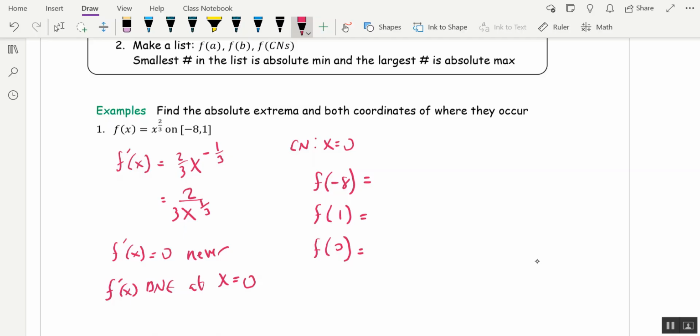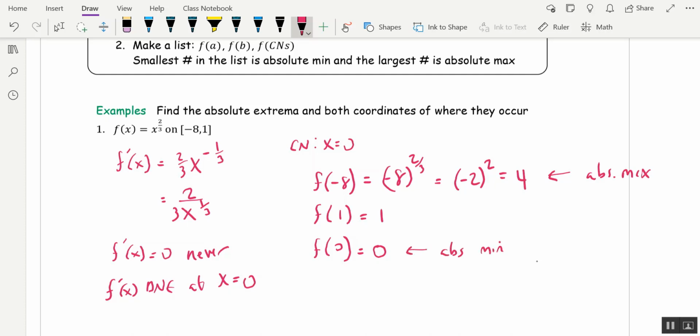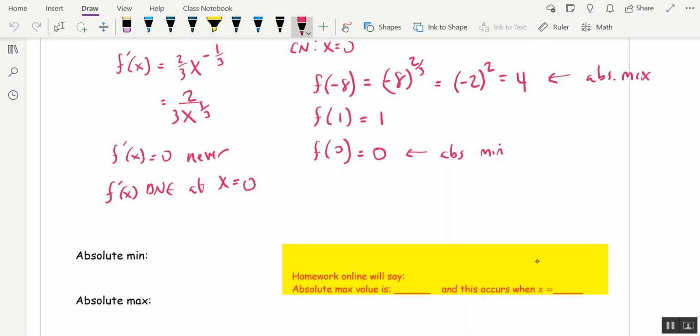So for the first one, f of -8, that's -8 to the 2/3. The cube root of -8 is -2. So that's -2 squared, and that's 4. f of 1 is just 1, and f of 0 is just 0. So those are easy. So we can see this is where we have our absolute max, and this is the absolute min. And so your homework will prompt you: the absolute max value is, in this case, 4, and that occurs when x is -8. I'll just have you give it as a coordinate pair. So for absolute max, you'll just write (-8, 4), and for absolute min, (0, 0).